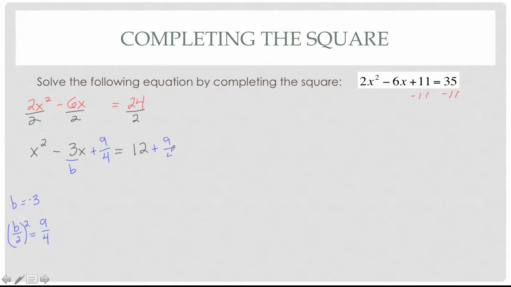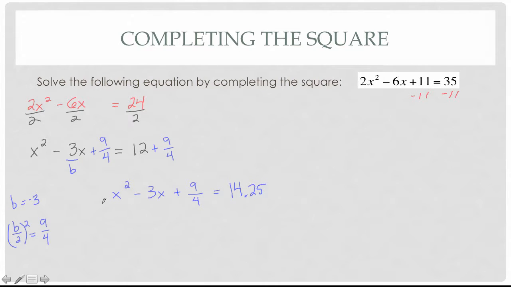I added to both sides because then it keeps my equation the same. But now let's look at what we have on the left side here. So now I've got x squared minus 3x plus 9/4. And that's equal to, if I make 9/4, that's the same as 2 1/4. So I'm going to change that to 14 1/4, or 14.25.